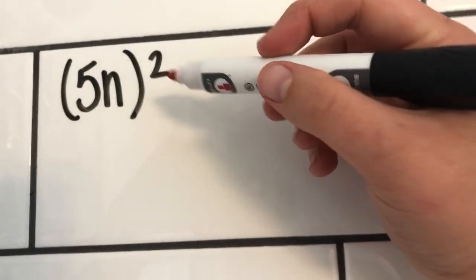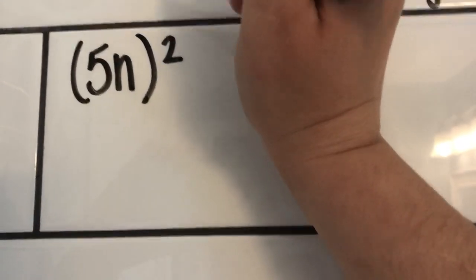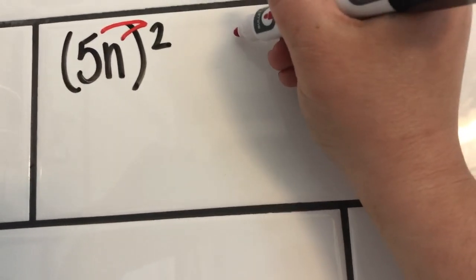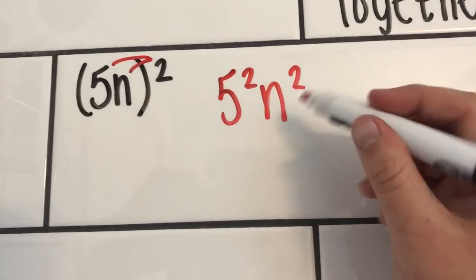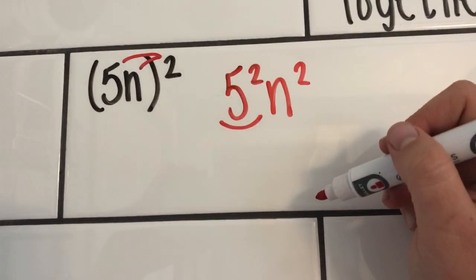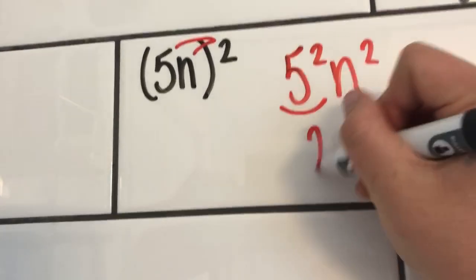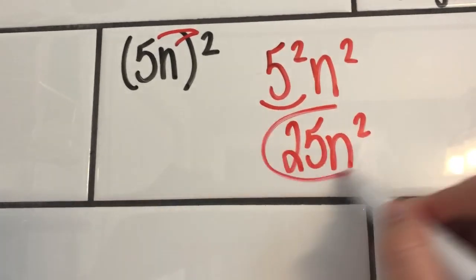So for this one here, we did one just like this in the last video. We know that the rule states when I have an exponent on the outside of parentheses, it goes into every piece in there. So this would leave me with 5 squared n squared. And just like I said before, I cannot leave that. I need to simplify it because I do know the value of 5 squared. 5 squared is 25. So my final answer here is going to be 25 n squared.